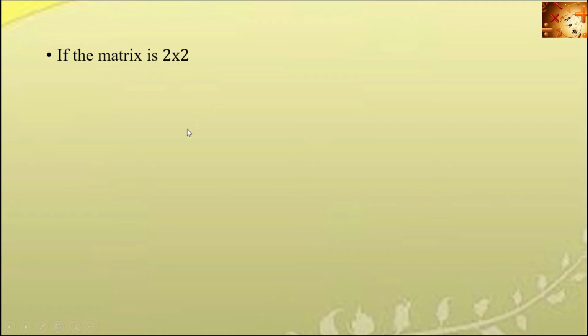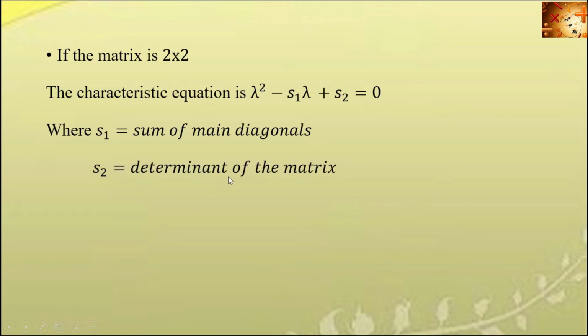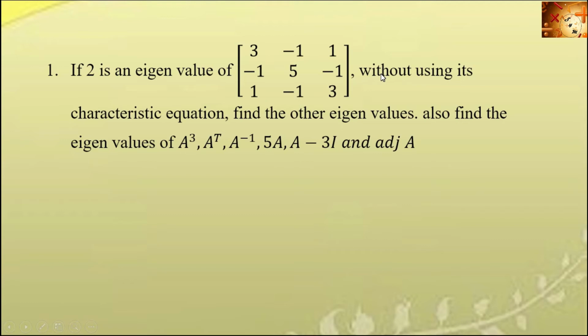If the matrix is a 2 by 2 matrix, then the characteristic equation will be lambda square minus S1 lambda plus S2 equal to 0, where S1 is the sum of main diagonal elements and S2 is the determinant of the matrix. So from these equations we can easily find the eigenvalues. Next we are moving to a problem. If 2 is an eigenvalue of the matrix 3, -1, 1; -1, 5, -1; 1, -1, 3, without using its characteristic equation, find the other eigenvalues. Also find the eigenvalues of A cube, A transpose, A inverse, 5A minus 3I and adjoint of A.